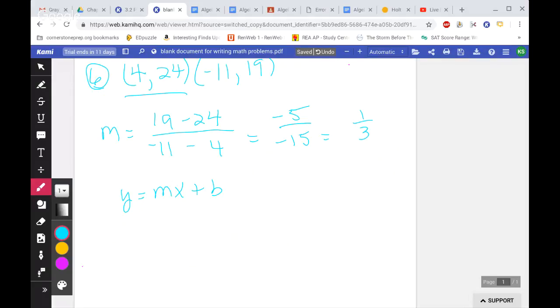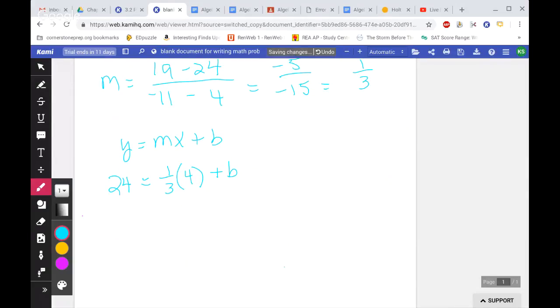So this looks like the most user-friendly point, so I will use that one because both of the others have higher numbers. But we've got 24 equals 1/3 times 4 plus b. So 24 equals 4 over 3 plus b. And now I'm going to subtract 4 over 3 from both sides.